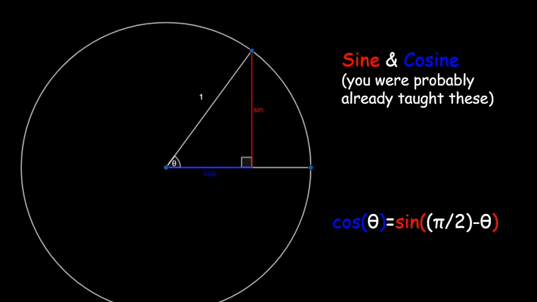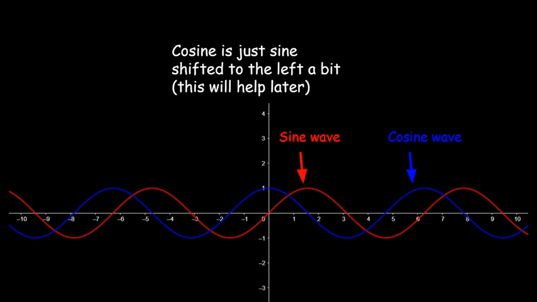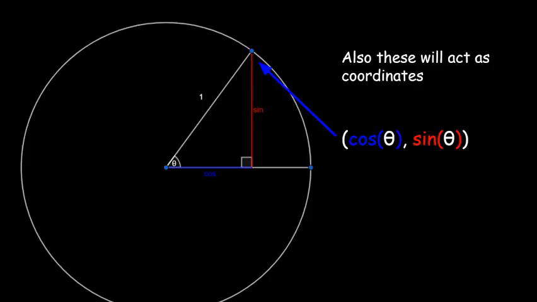So we're going to start off with sine and cosine, which we just drop a perpendicular onto the other radius. And we have 2 more segments. There's technically a third segment here, but we're going to ignore that temporarily. Anyways, you're probably already taught this. Yeah, they're just the legs of a right triangle, and cosine can be defined using sine. Here we have a sine and cosine wave overlapped on each other. Yay! Also, cosine is just sine shifted to the left a little. This will be very useful later.